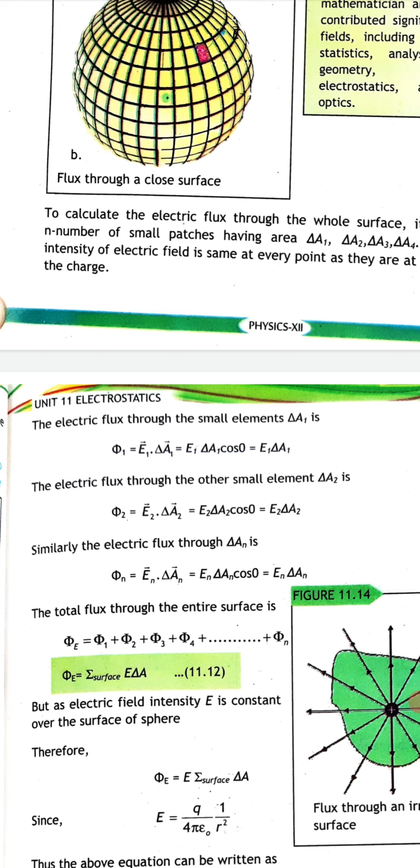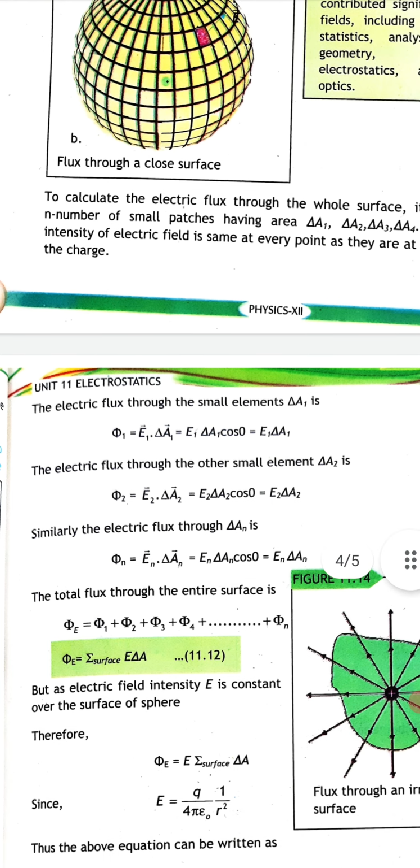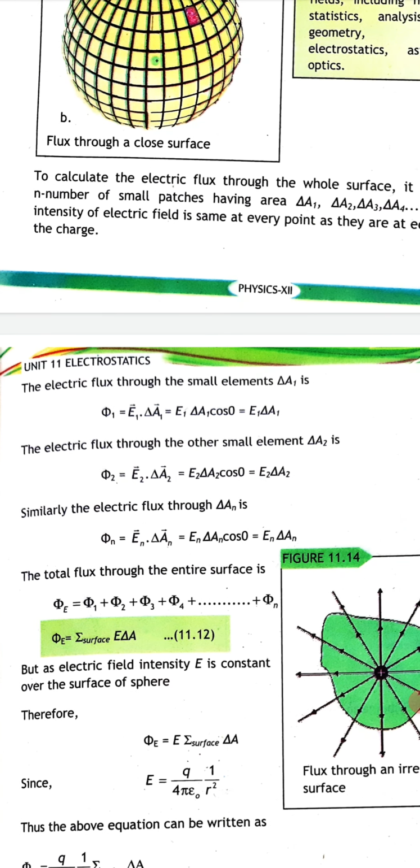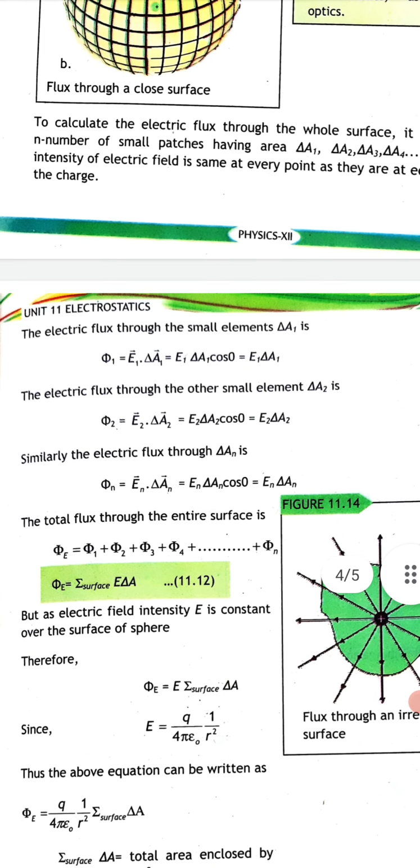Like the net flux will be equal to the flux through segment one, phi 1 plus phi 2 plus phi 3 plus phi 4 and plus phi n, right. So once again, these are our discrete segments. Therefore, in terms of summation it could be equal to sigma of E dot delta A, where the sum is taken over the closed surface. Okay, but here the electric field is uniform, it's a constant, so I can write the electric field out of this summation, right.